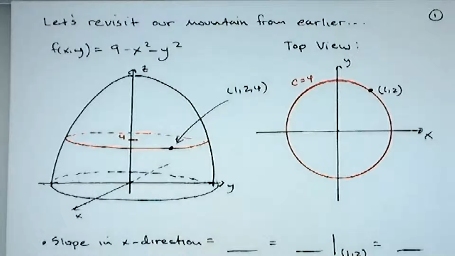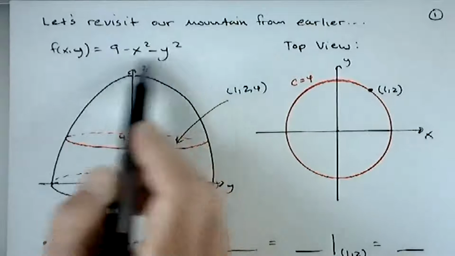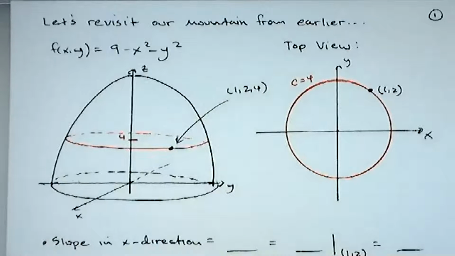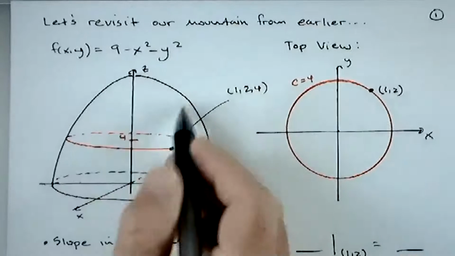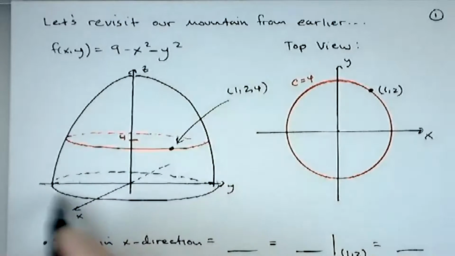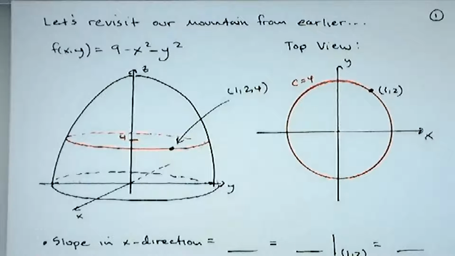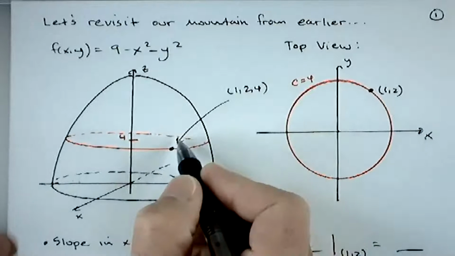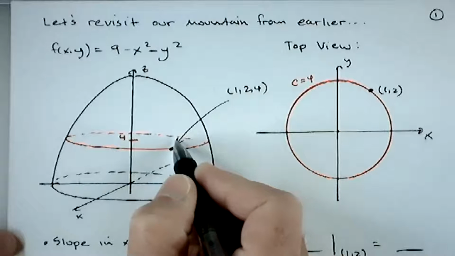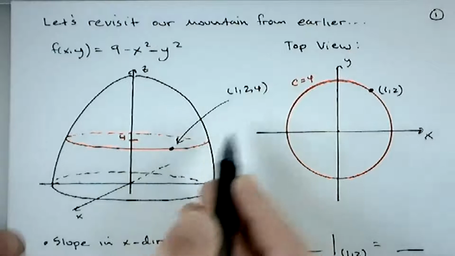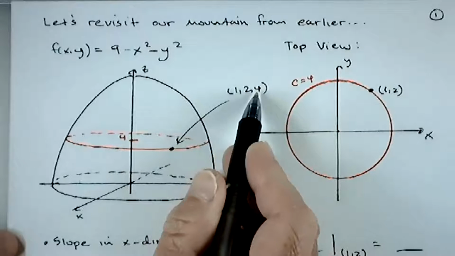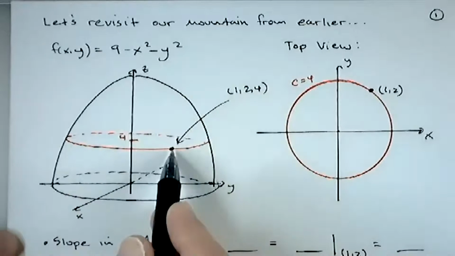I believe I used this equation, f of x y equals 9 minus x squared minus y squared, because it resembles a mountain with a peak right over the z-axis. It's an upside down paraboloid. And if you recall, one of the ways I like to introduce partial derivatives is imagining you're on the side of this mountain at this point 1, 2, your z value would be 4 if you plug that into your function.